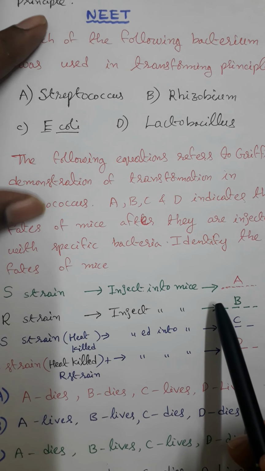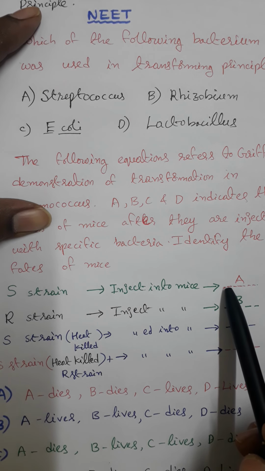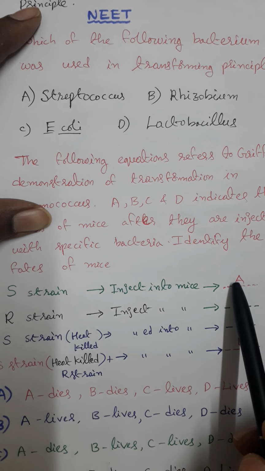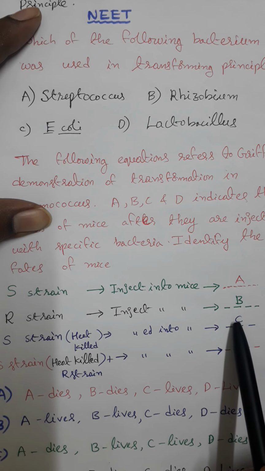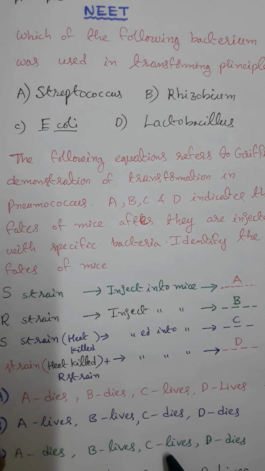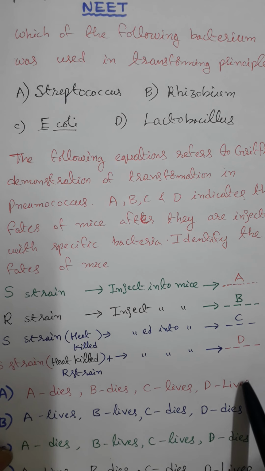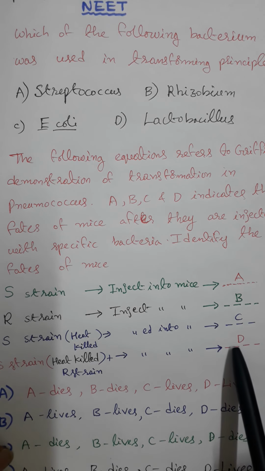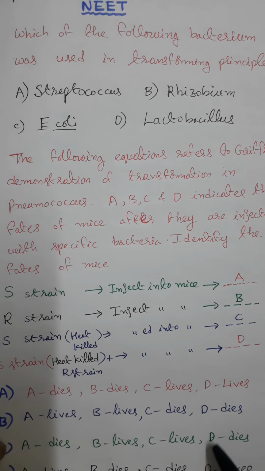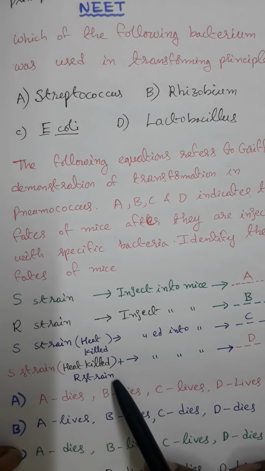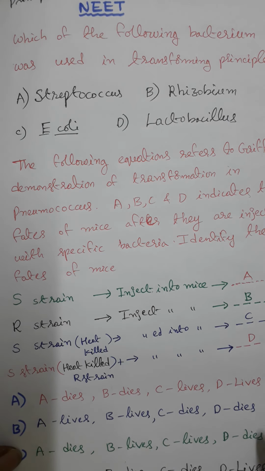Okay, S strain injected into the mice, that mouse dies. R strain injected into the mice, the mouse lives, not dead. So A dies, B lives, S strain heat killed injected into the mice lives, and D, the mixture of S strain heat killed and R strain, that dies.